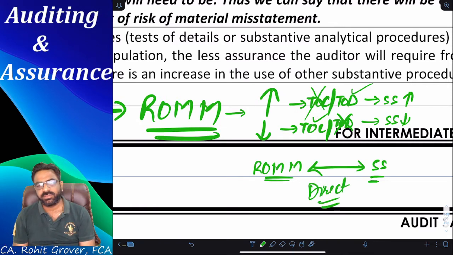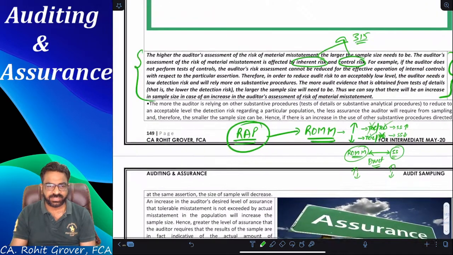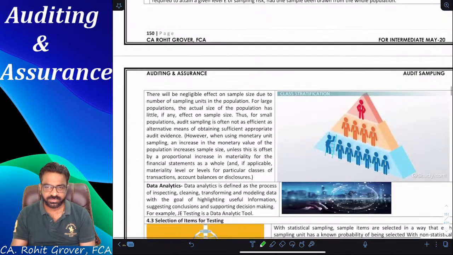Clear or not? So there is a direct relationship between the ROMM and sample size. The higher the ROMM, the higher the sample size. The lower the ROMM, the lower the sample size. Clear, everyone? Yes or no? So all that I told you are nothing but 2-3 examples given over here so that you can understand it.